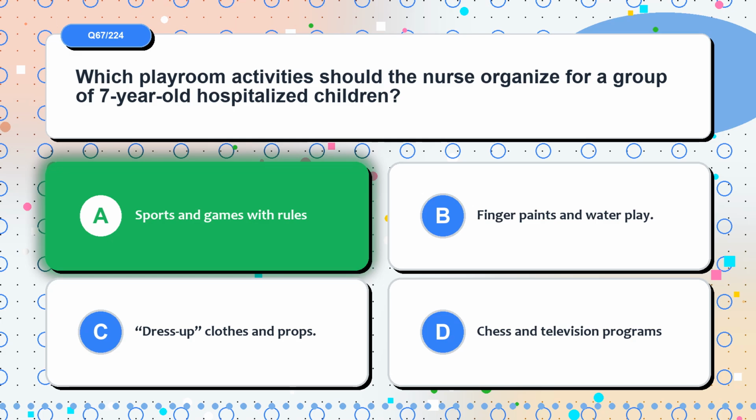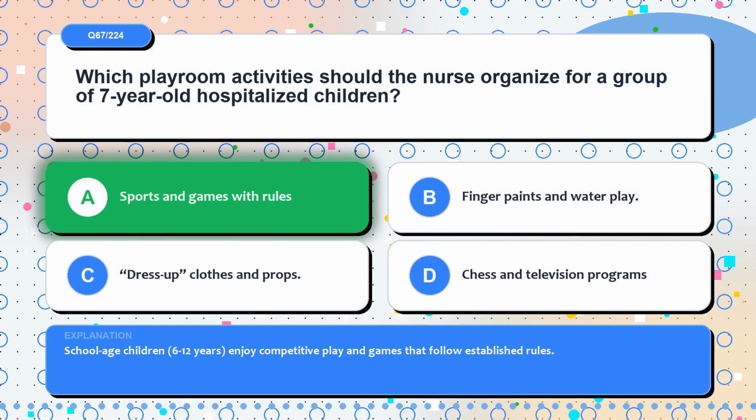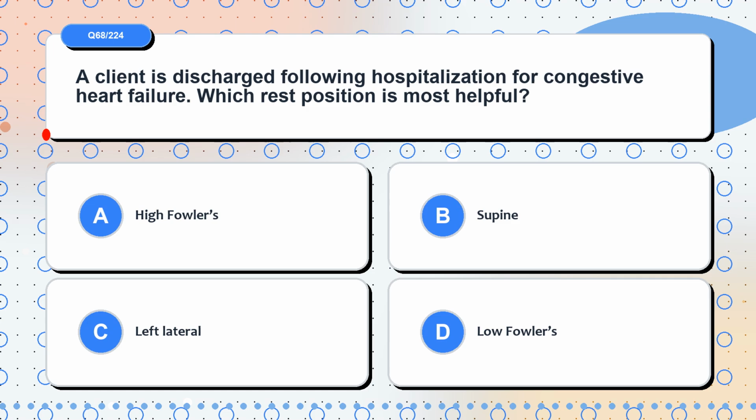The correct answer is option A. Sports and games with rules. School-aged children, 6 to 12 years, enjoy competitive play and games that follow established rules.